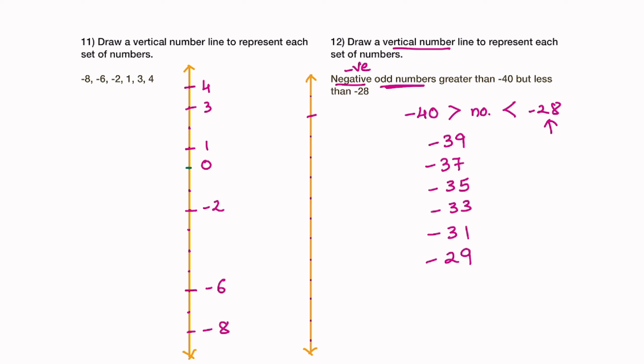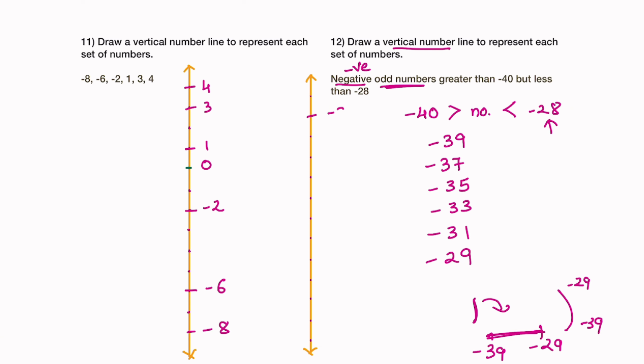Remember, if you get confused, if this is your number line, go clockwise 90 degrees, right? So it becomes like this. So minus 29 is here and minus 39 would be here, right? Now you again turn it back. So minus 29, minus 39, okay? So that's a way to confirm you're doing it right.